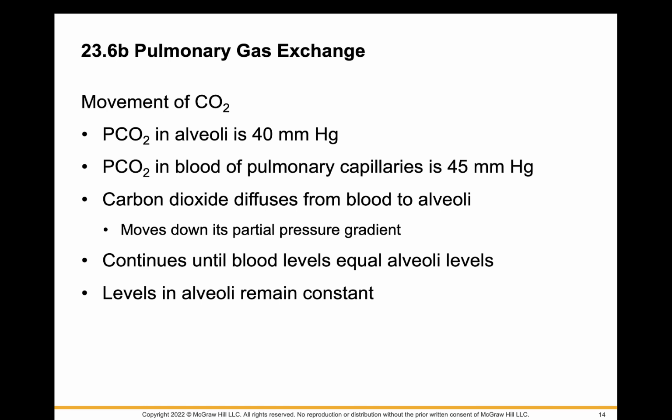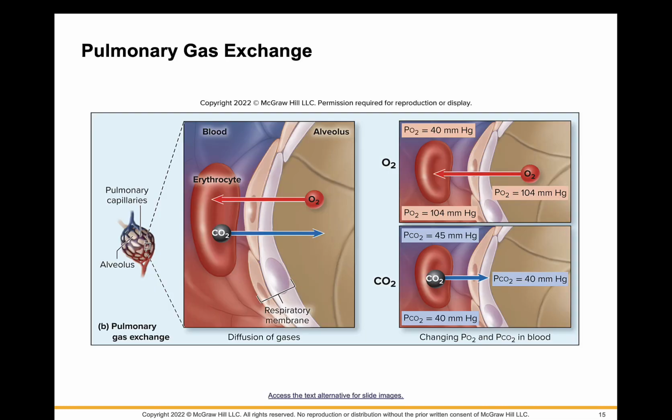When we look at CO2, the partial pressure of CO2 in the alveoli is 40 millimeters of mercury, whereas the partial pressure of carbon dioxide in the blood of pulmonary capillaries is 45 millimeters of mercury. Carbon dioxide will diffuse from blood into the alveoli. It's moving down its partial pressure gradient, and once again, it will continue until blood levels equal alveoli levels, and levels in alveoli once again remain constant as they do with oxygen.